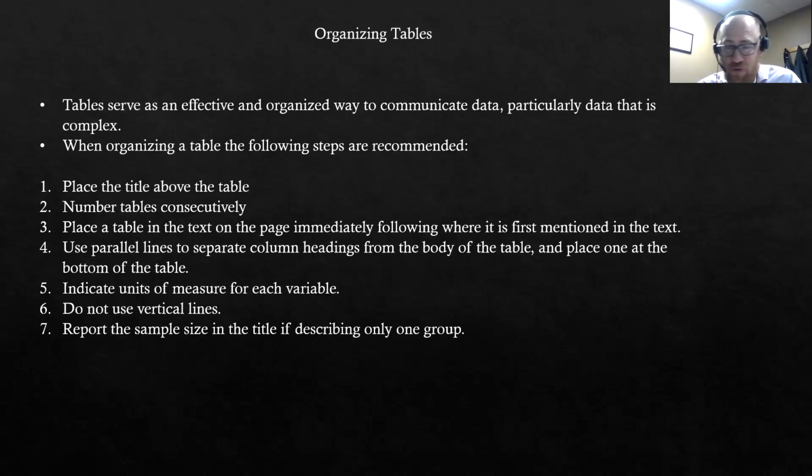When we're constructing a table, using lines to separate the title of the table from any kind of legend or key figures at the bottom will help keep things organized. Very important, if you have variables in your table that have units of measure, that you indicate what those units of measure are. Maybe it's force, like newtons. Maybe it's weight, kilograms or pounds, right? Vertical lines sometimes can make things look a little jumbled, so that may be something that you want to avoid. And if you're only describing one group in your results section, you may want to also report the sample size of that group.